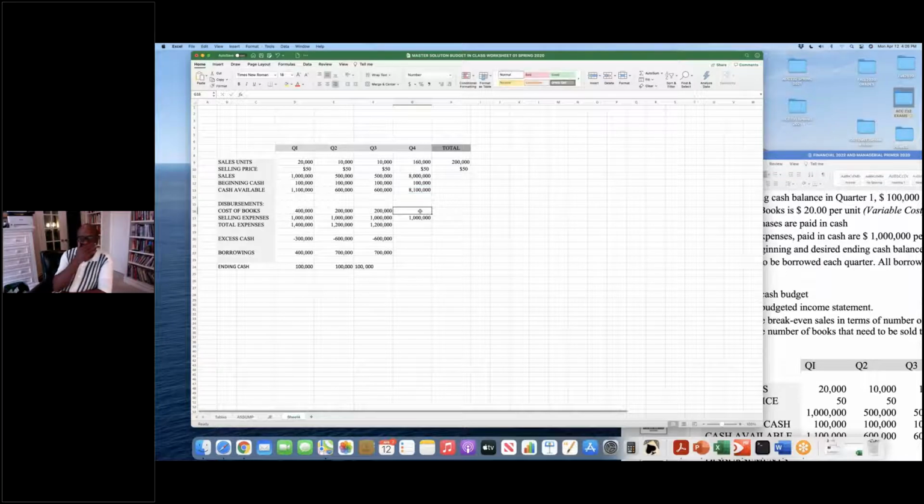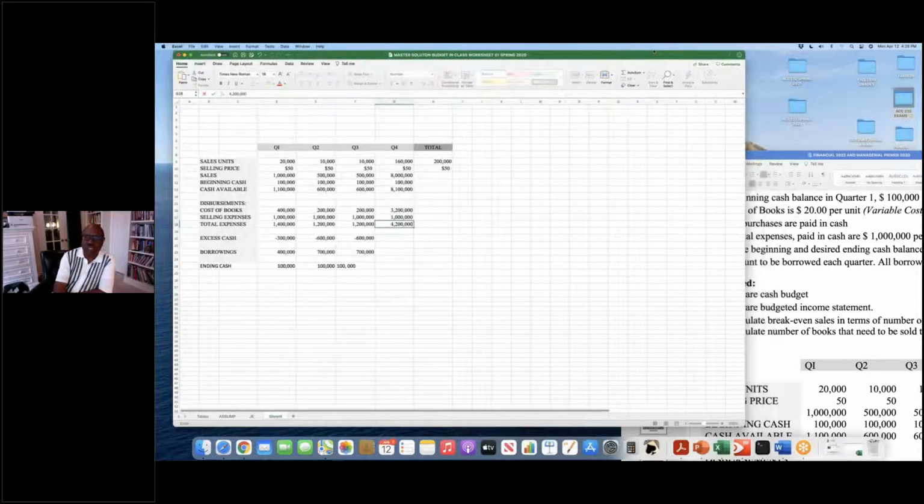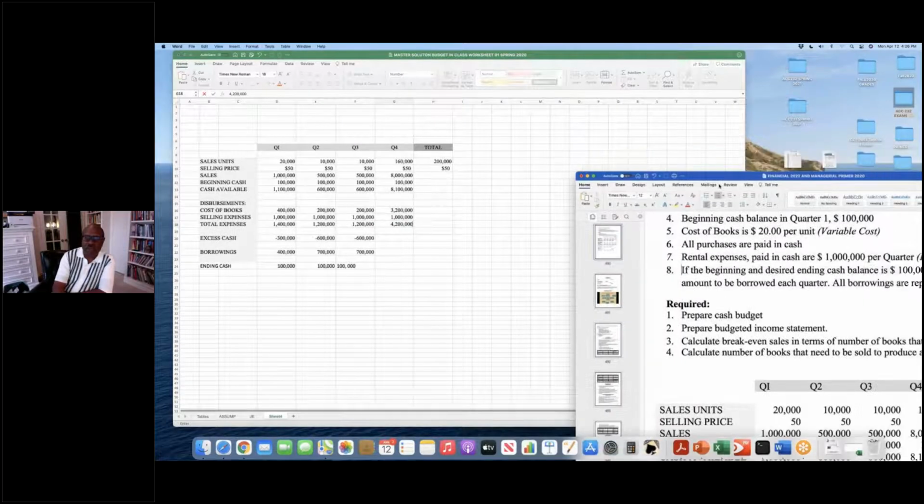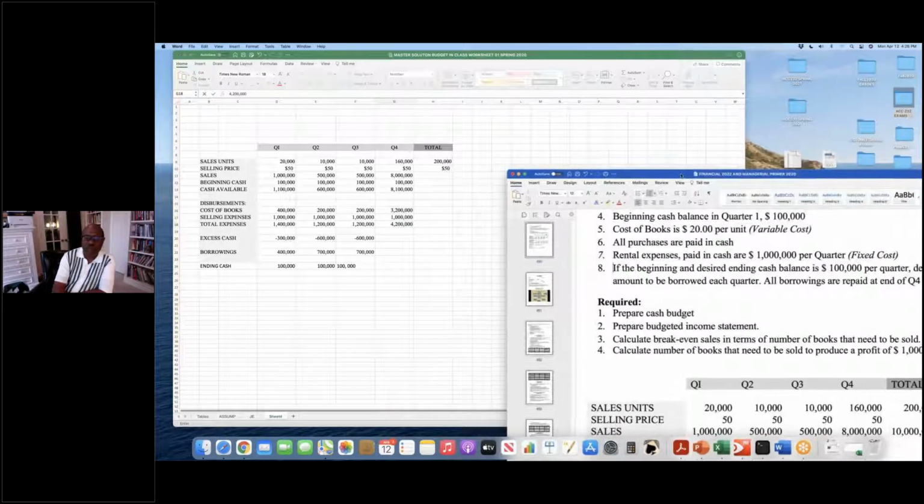How much are our books gonna cost? 3,200,000. Rent stays the same. So our total expenses now what? $4.2 million. And how much excess cash you got left over? 3,900,000.